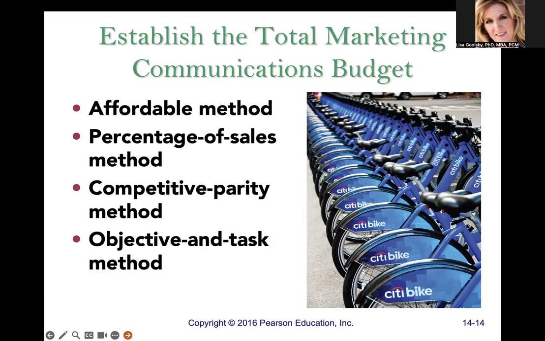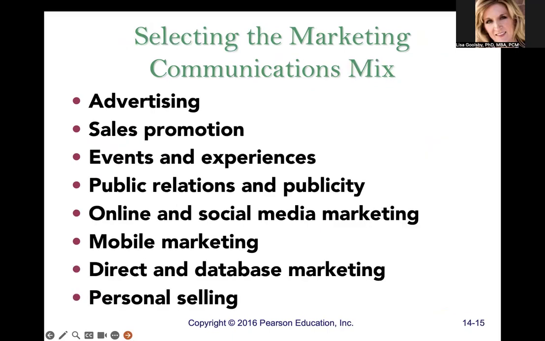The best method, but the one used probably the least often, is to say, here's what my objectives are for the marketing communication. Here are the tasks that need to be done. And then that's how that budget gets allocated. Very rarely does that happen. Probably the most popular method that gets used the most often is here's how much money we have that we can put towards any kind of marketing communications.